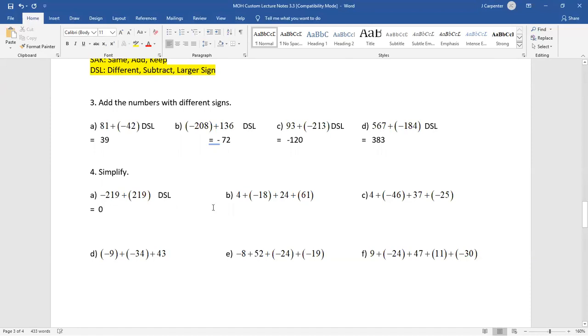We'll do B next. And I like these problems because they start throwing multiple additions at you. So you've got to be on your toes. So let's just focus on the 4 plus the negative 18 first. The 4 plus the negative 18. All we're focusing on for now is the 4 plus the negative 18.